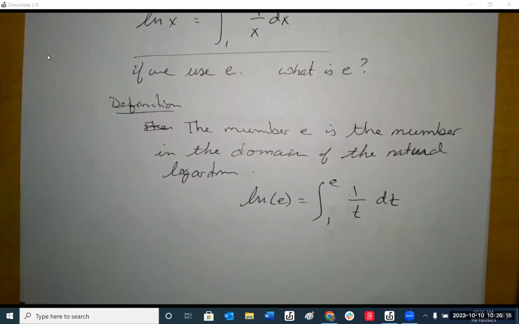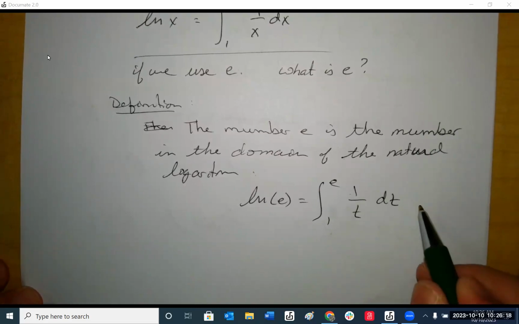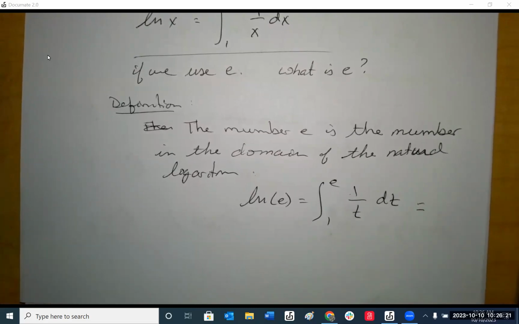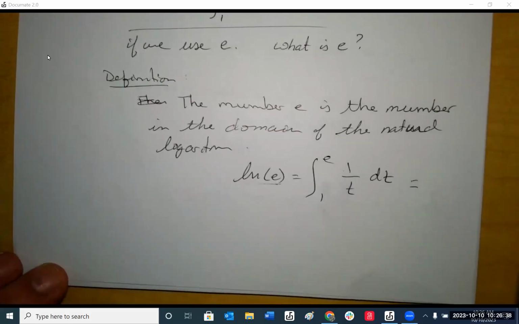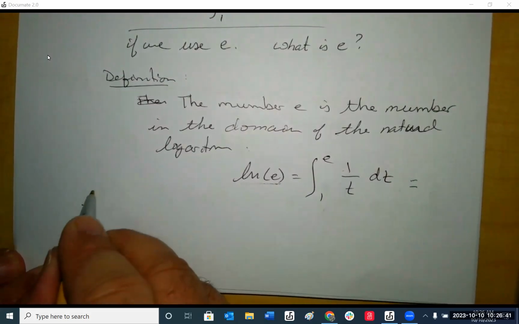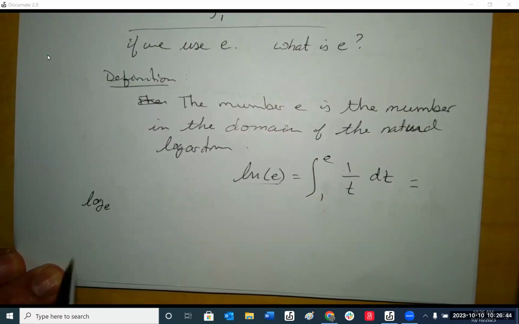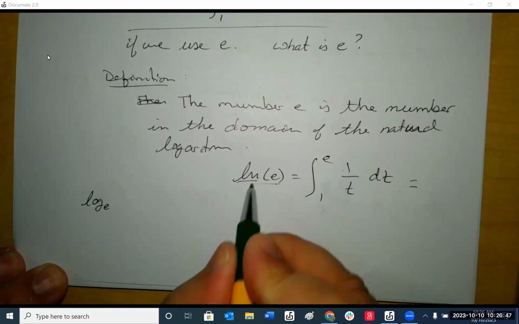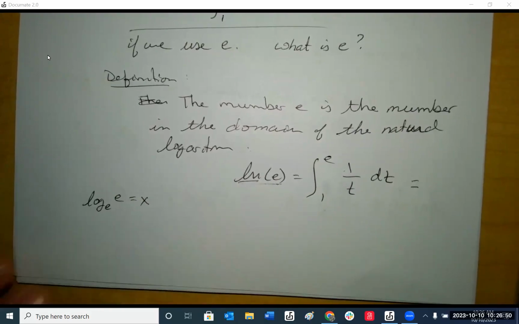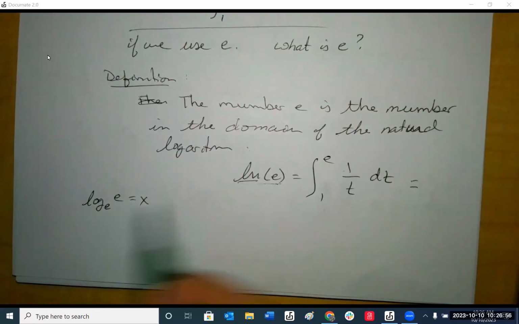So what is that going to equal? What does that equal? You would think... no. Algebraically, we know what this one is because we know that log base e of e, that's what ln is, is equal to some number x, right? Ln means log base e of e.